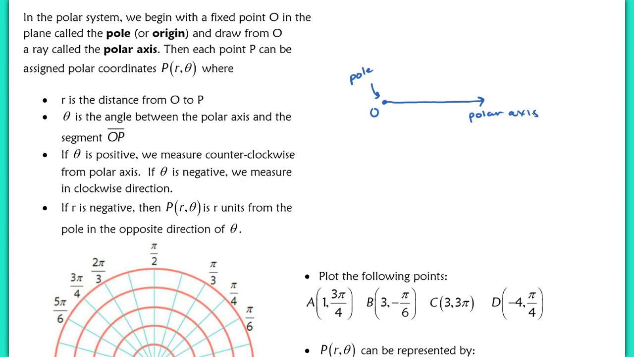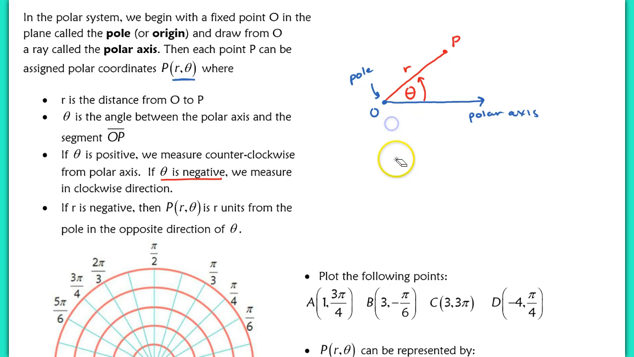Now, like I said, each point P in the plane can be described by coordinates P as (r, θ), where r is the distance from O to P. So if I draw a point P here, r is going to be the distance between O and P, and θ is the angle measure between the polar axis and the segment OP. If θ is positive, we measure counterclockwise, just like we do in the unit circle. If θ is negative, then we measure in the clockwise direction. So we'd go this direction here if θ was negative.